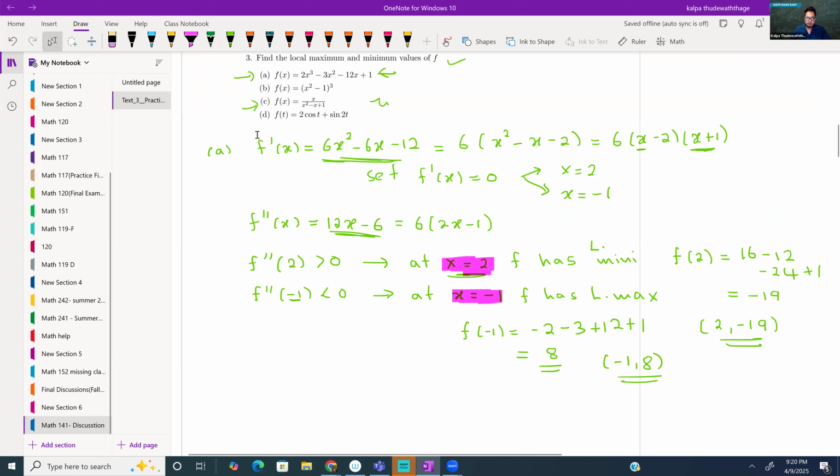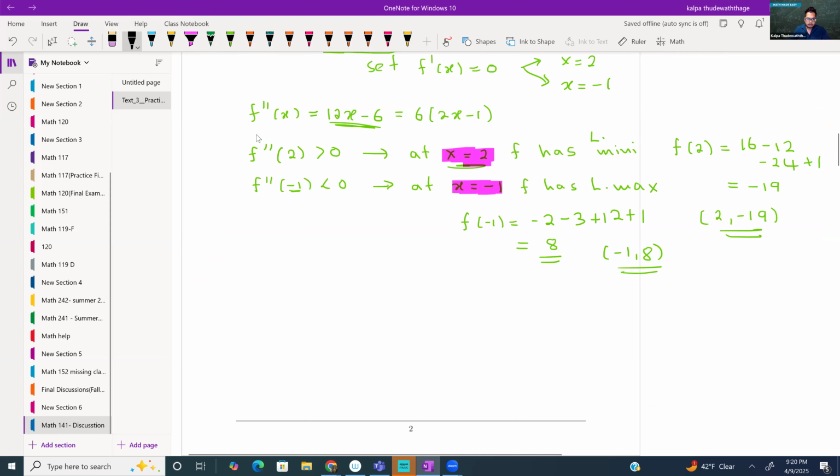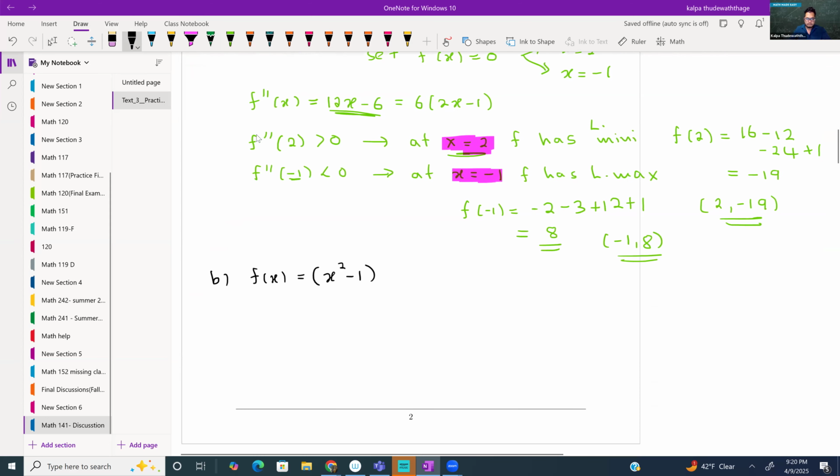How about part B? Part B, x to the power 2 minus 1, cubed. I'm going to write it here. Part B. My function is x to the power 2 minus 1, cubed. And if you take the first derivative, you get 3 times (x to the power 2 minus 1) squared. You have to take the derivative of the inside, which is 2x. It gives you 6x times (x to the power 2 minus 1) to the power 2.